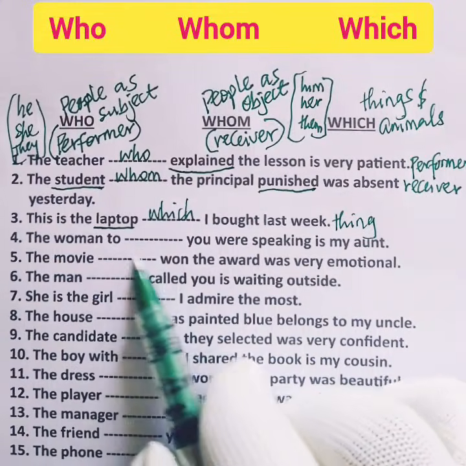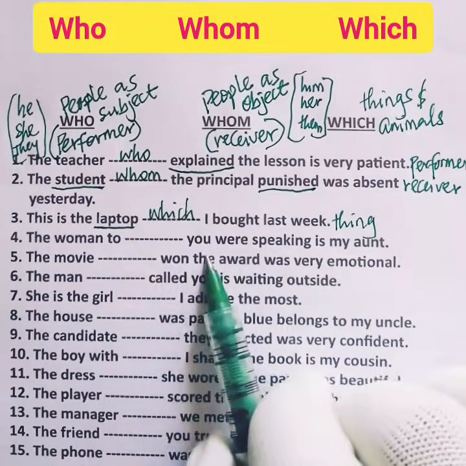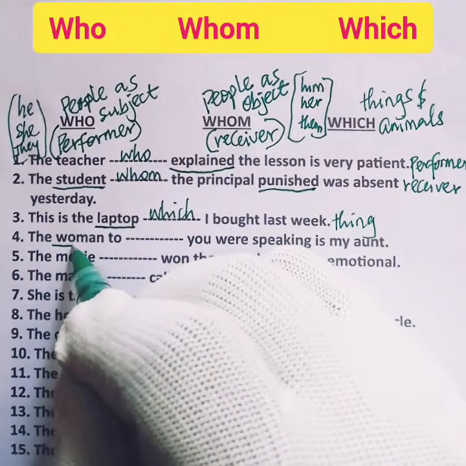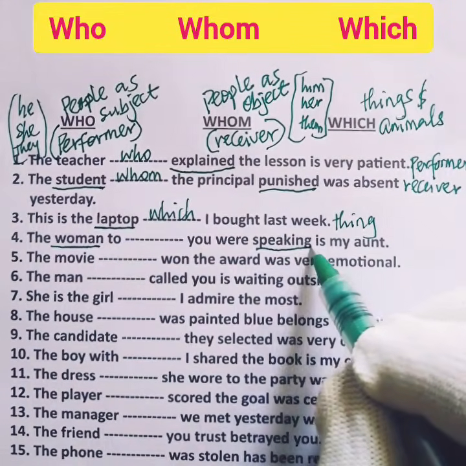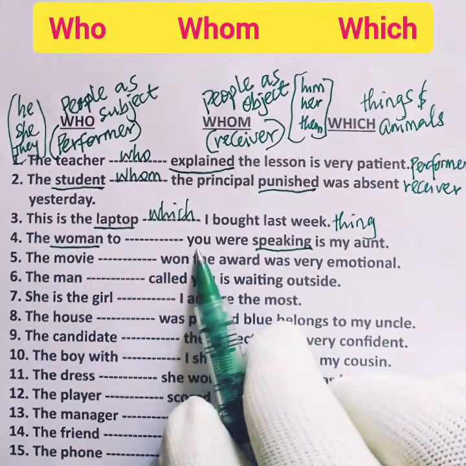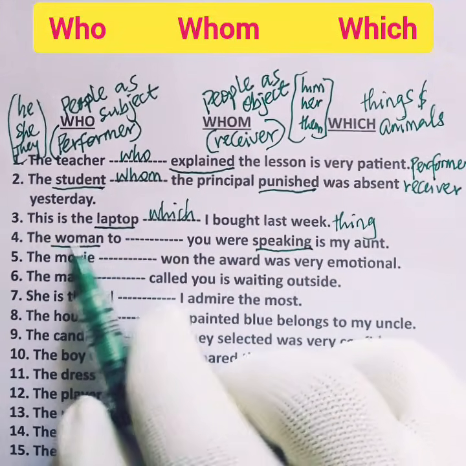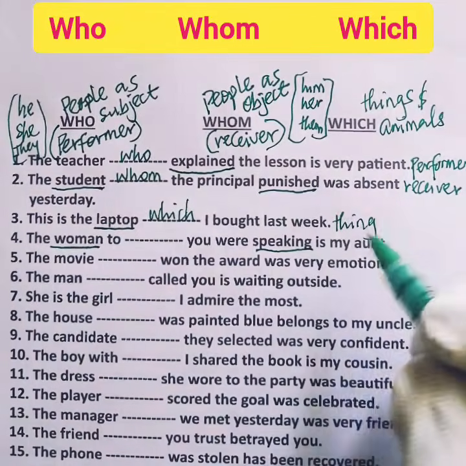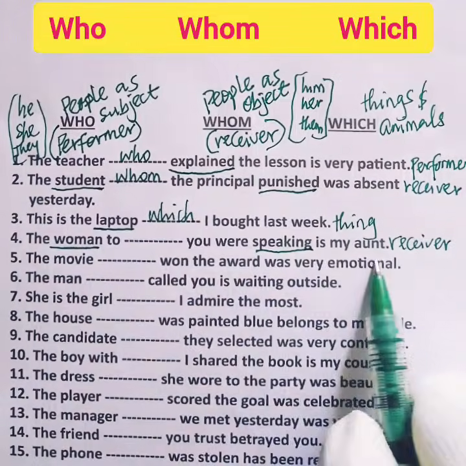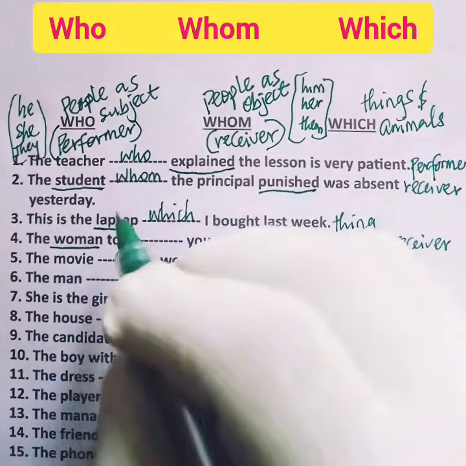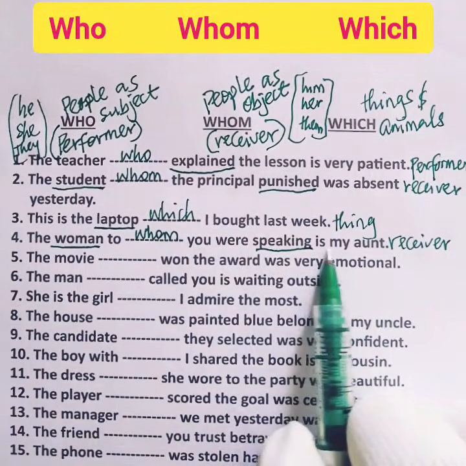4. The woman to blank you were speaking is my aunt. What is the noun to be considered here? The woman. And what is the action in the sentence? Speaking. So who did the speaking? You. And who received the action? The woman. Remember, this is our focus. So the woman is receiver of action in this sentence. So when you are talking about receiver of action, use whom. The woman to whom you were speaking is my aunt.